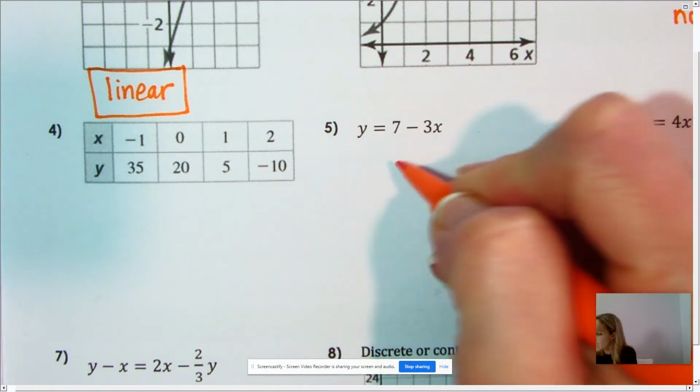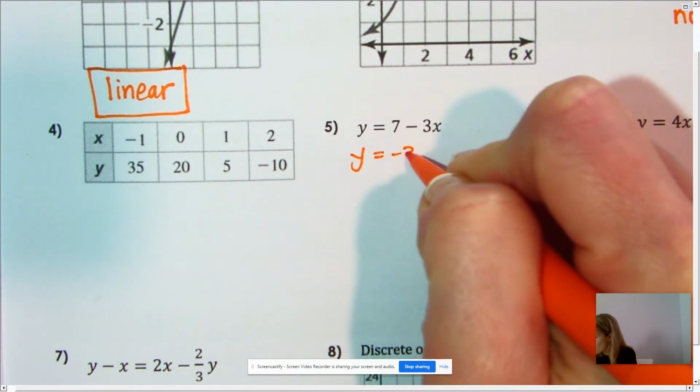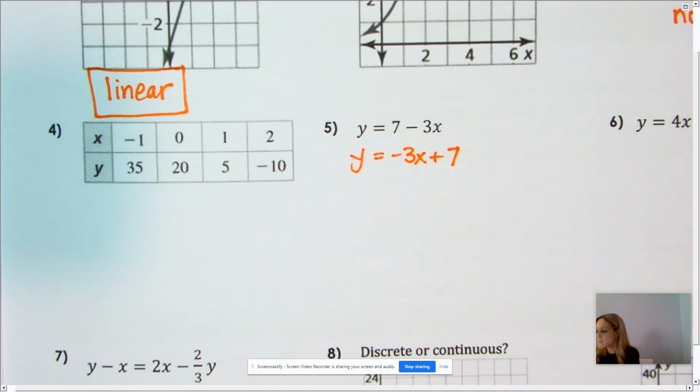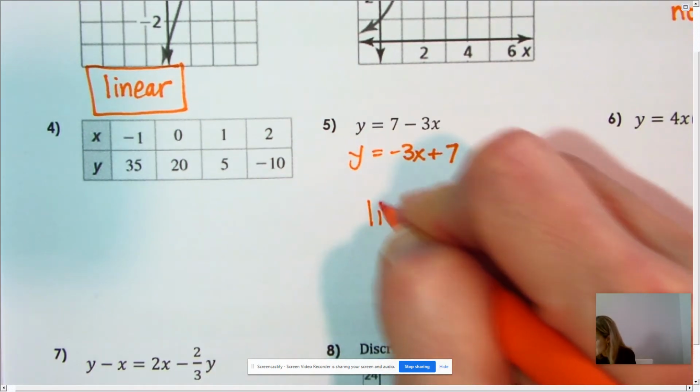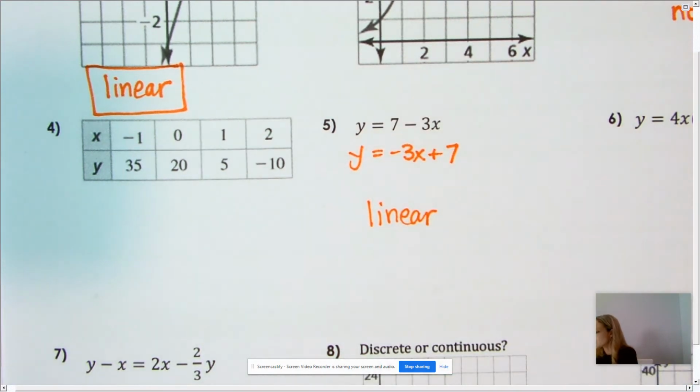Number 5, could I rewrite this so that it looks like y equals mx plus b? Absolutely, if I just switch the x and the 7. So this one is a linear function.